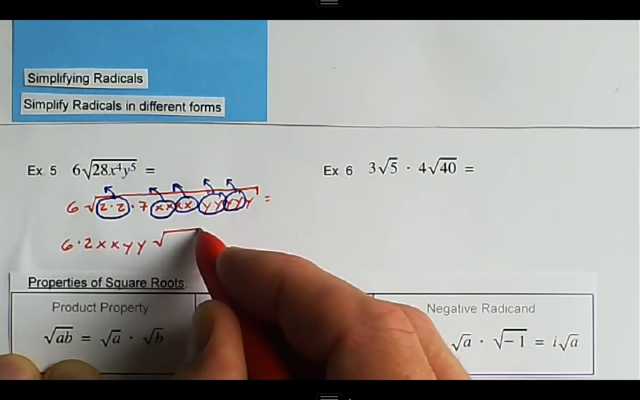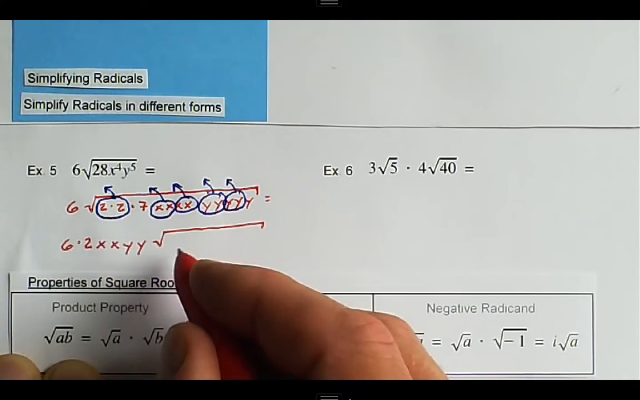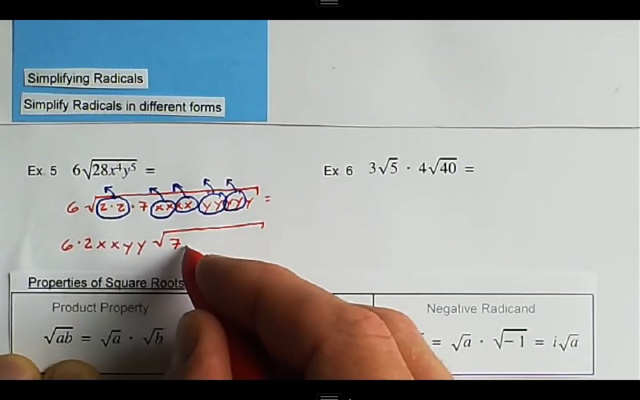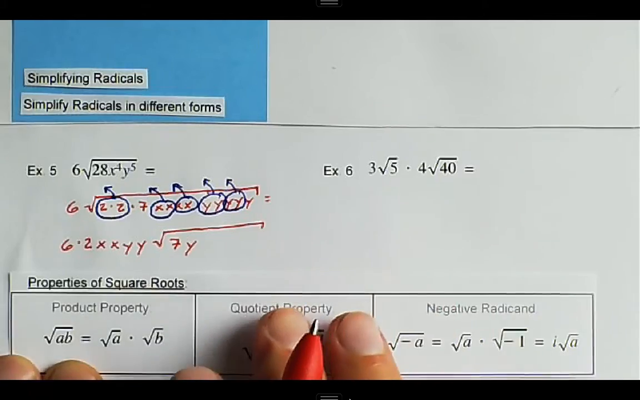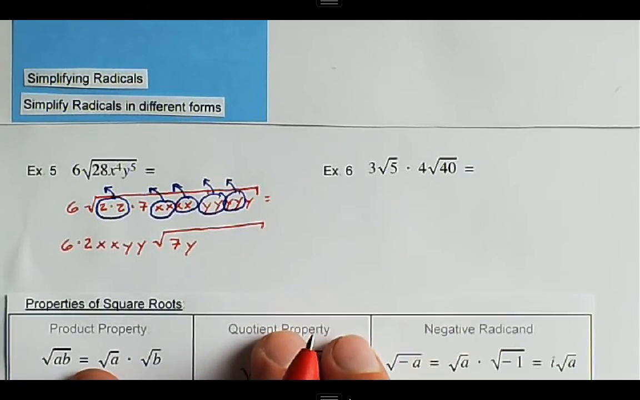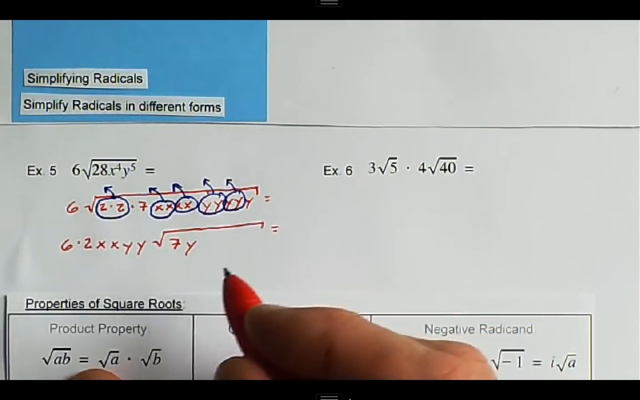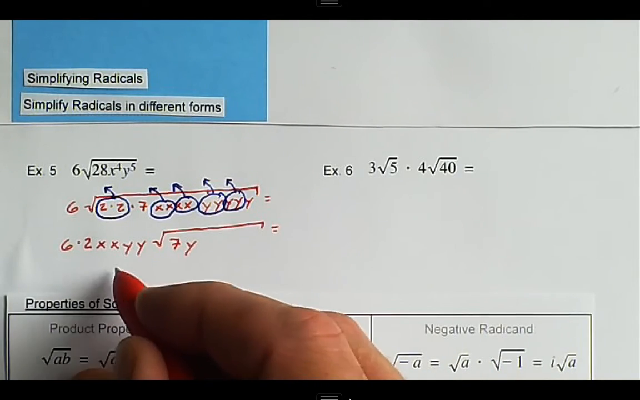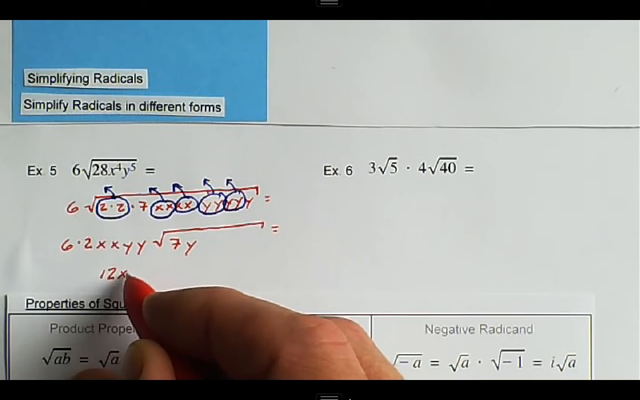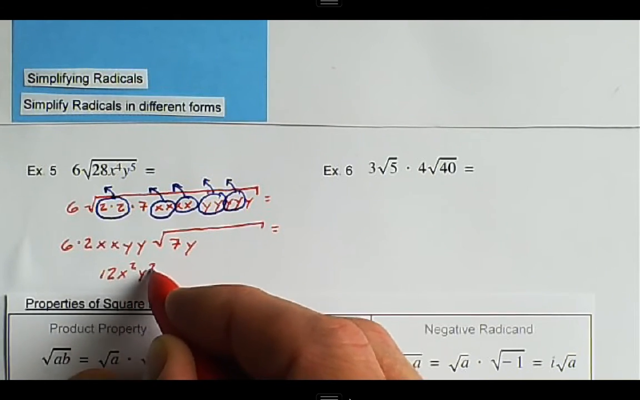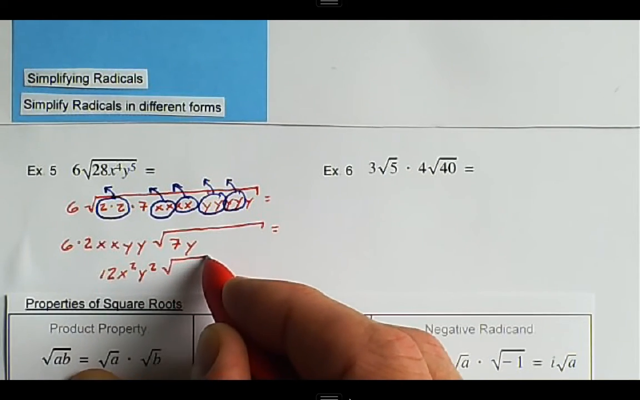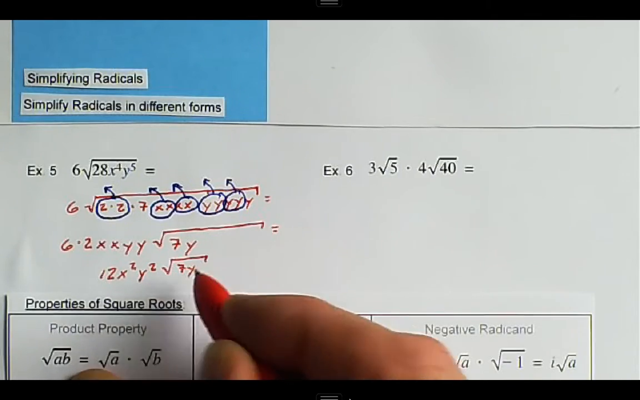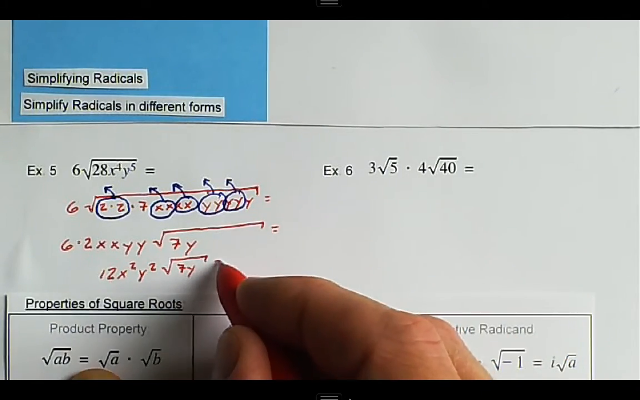Now what's still remaining under the radical? We still have a 7, and we still have a y. And so the last thing we have to do is just kind of multiply these together. And so we get 6 times 2 is 12. Then we get x squared, y squared, and then left under the radical we have 7y. And then that is in simplest form.